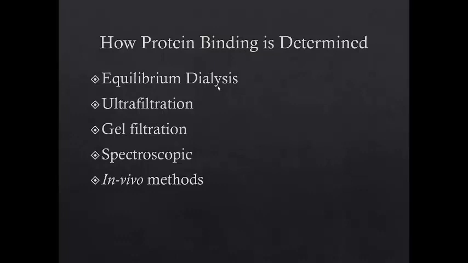First of all, equilibrium dialysis. This is the gold standard. I did quite a lot of this in my fellowship when I was in school, actually measuring protein binding of verapamil using an equilibrium dialysis method. We'll talk about that in a minute. You can also use ultrafiltration, gel filtration, and spectroscopic methods. The spectroscopic methods are the quickest but most expensive.